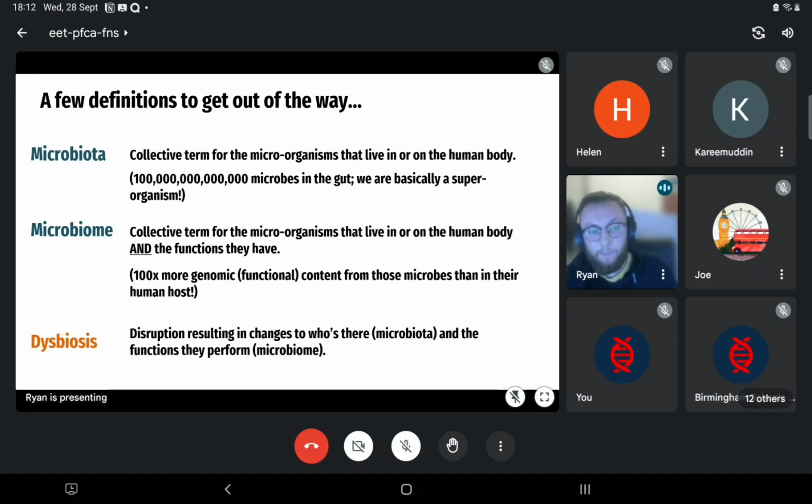And then the final term is dysbiosis. So if I was to say there is a dysbiosis in the gut microbiota, that essentially means there's a disruption to the community. So for whatever reason, that community's changed. And as a result of that change, who's there is obviously different, and the functions they can perform are different too. So just bear those terms in mind because I will say them quite a few times after this.